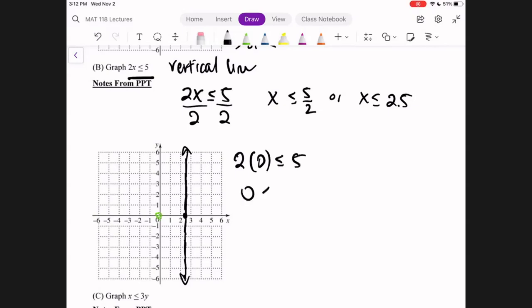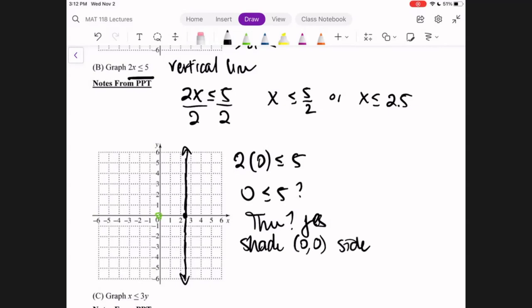0 is less than or equal to 5. Is this true? Yes. So we shade the 0, 0 side. Okay, so I'm going to shade this side here.